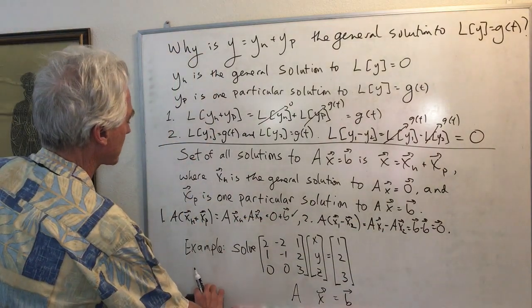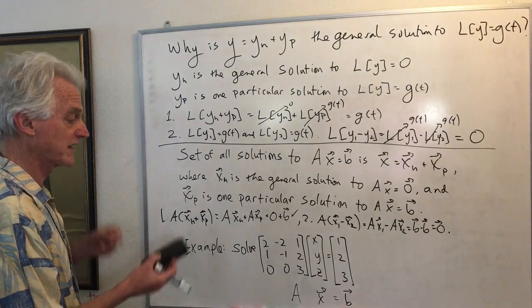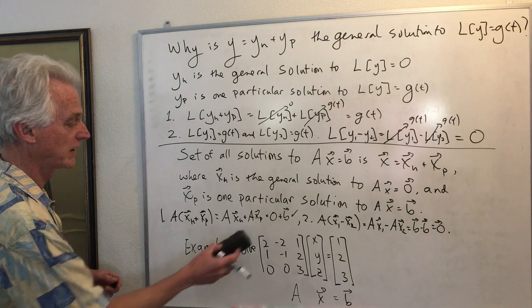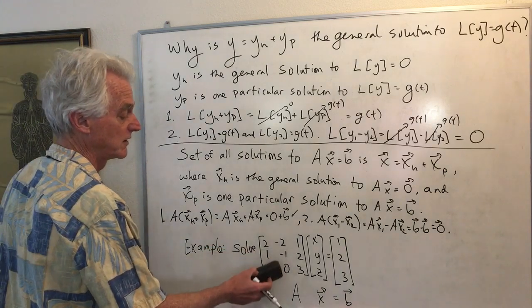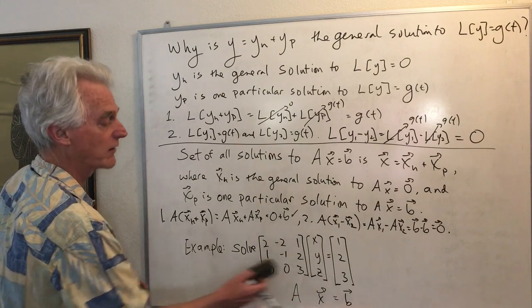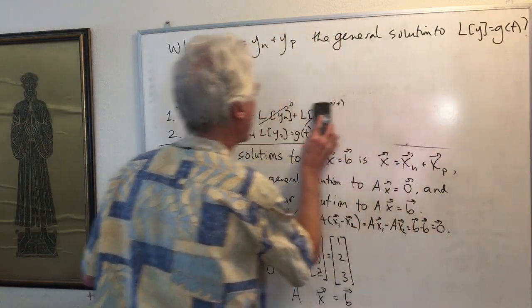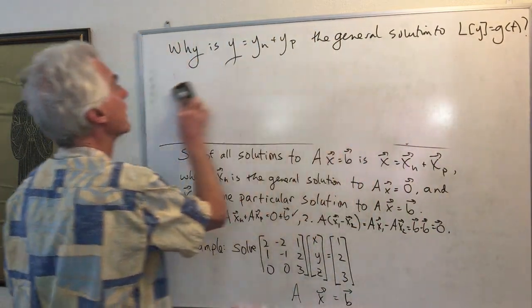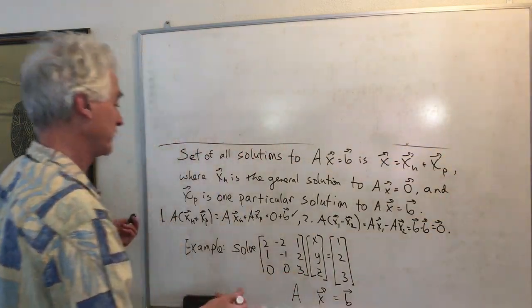So, I want to illustrate this with a solution in 3 dimensions where you can actually draw everything. All right, here's a system of 3 equations and 3 unknowns. And the vector x can be written as x, y, z without the vectors. Okay, so let's solve this in the way we've done before.